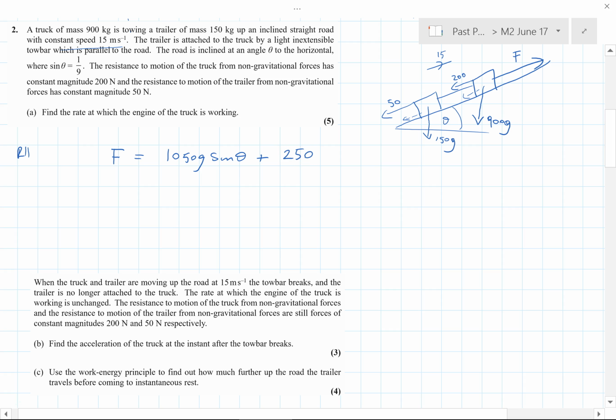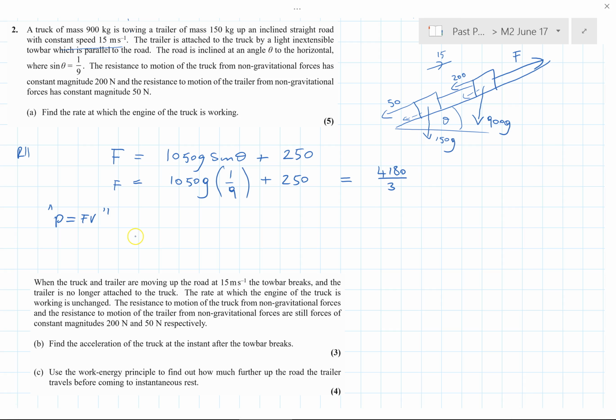Okay, so that gives me F is equal to 1050 g times 1/9 plus 250, and that comes to 4180/3. That's the driving force. It wants the power, and there's a formula for that. The rate of doing work is the driving force times the velocity.